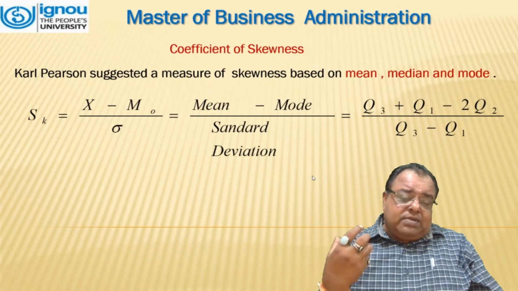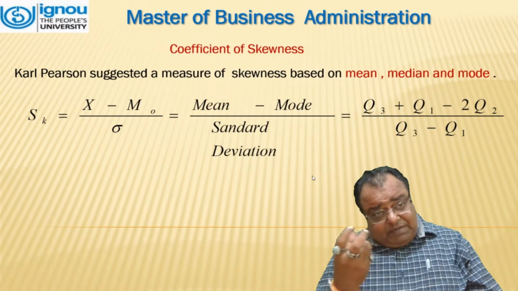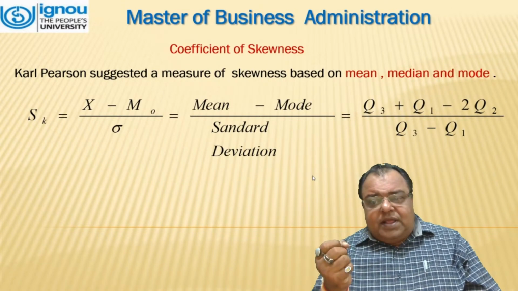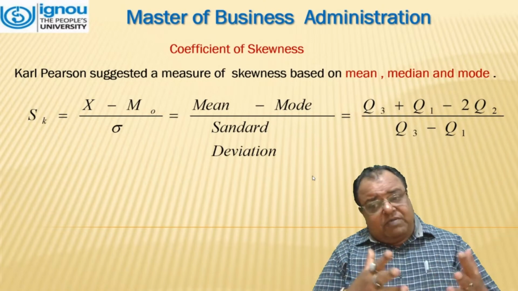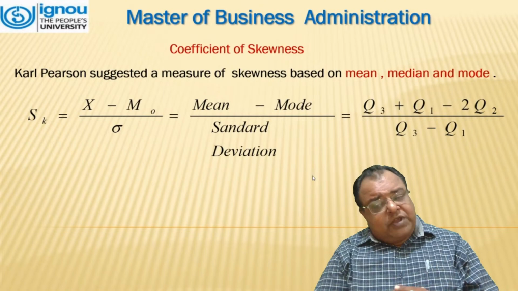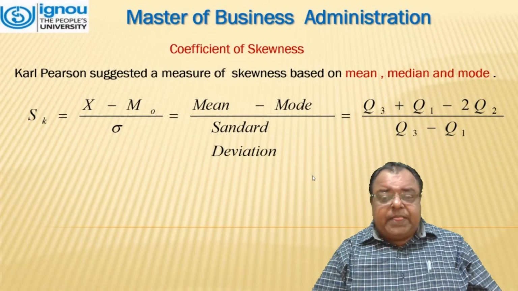And if we talk in terms of quartiles, that means we will be using a part of the median. In that case, the formula is Q3 plus Q1 minus 2 times Q2, divided by the difference of Q3 and Q1.